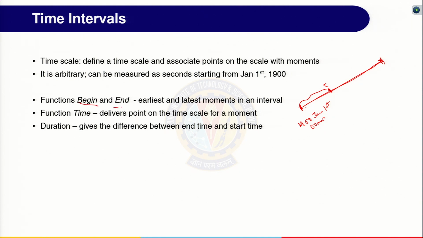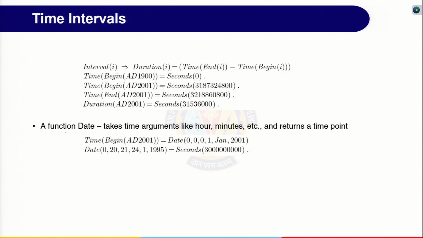And the begin and end are the earliest and the latest moments in the interval. Whenever you have an interval, the begin of this interval is the starting point, and the end of this interval is the latest moment. The function time delivers a point on the time scale for a moment, and the duration would give the difference between the end and the start time.